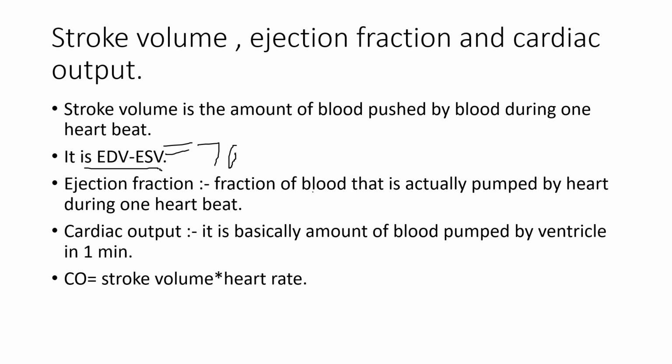Now, cardiac output. It is basically the volume of blood pumped by the heart during 1 minute, and it is the product of the stroke volume and the heart rate. Our heart beats 72 times per minute, so our cardiac output comes out roughly to be 5 liters of blood.